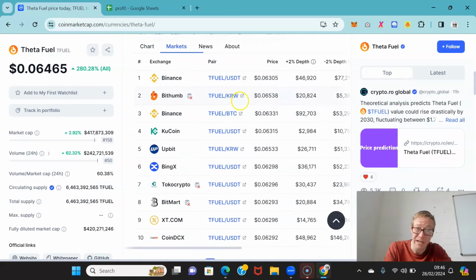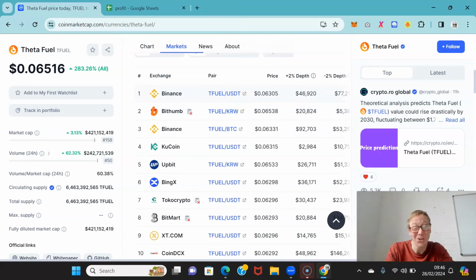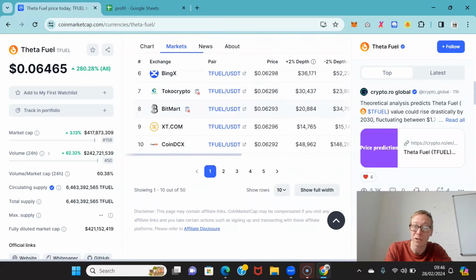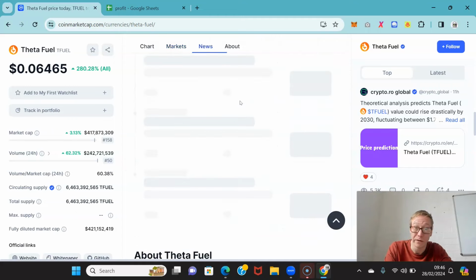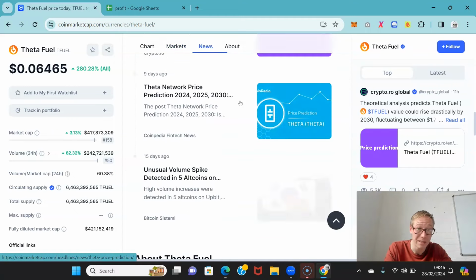Theta Fuel is pretty much everywhere. Good sign, by the way, it's not on Coinbase. So if Coinbase were going to list it, it would get that bounce and could do very, very well. That's always something to pay attention to.